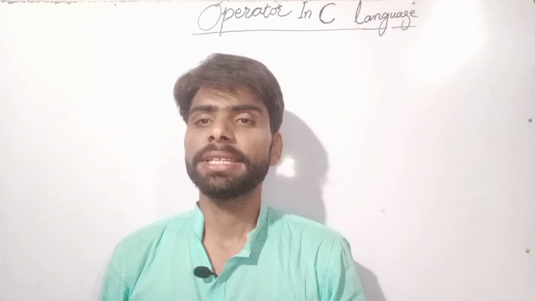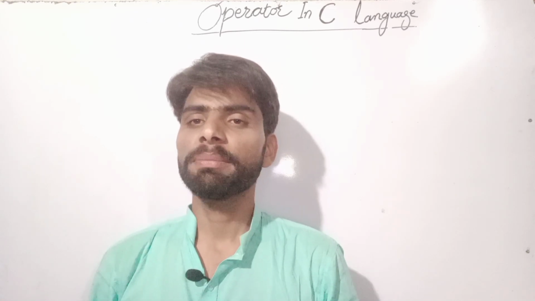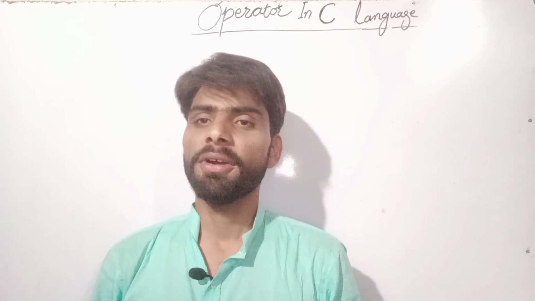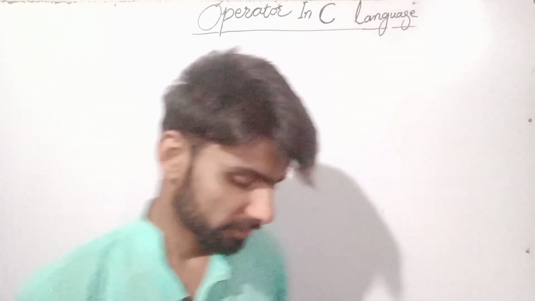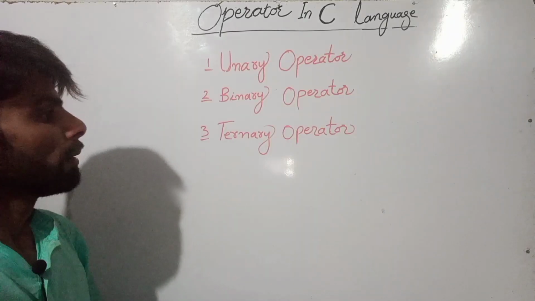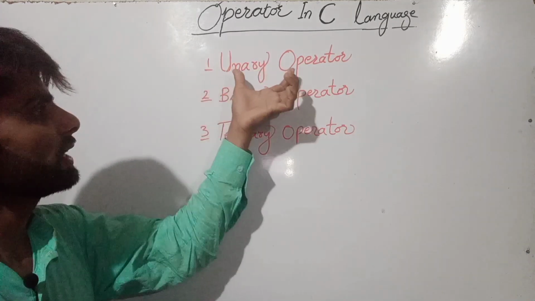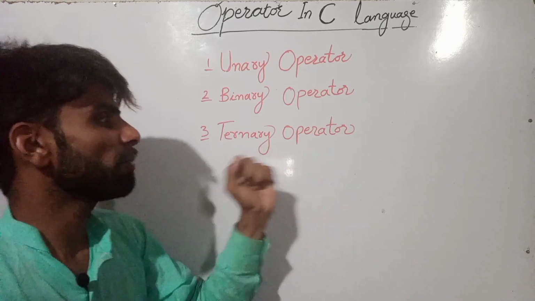In the C language there are three types of operators based on the operands. Let's understand them. The first one is the unary operator, the second one is the binary operator, and the third one is the ternary operator.